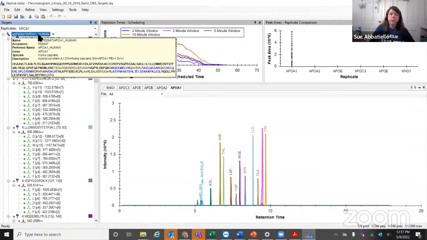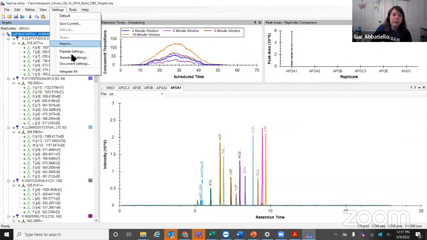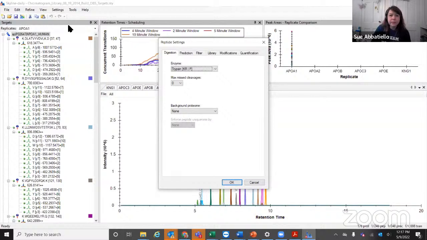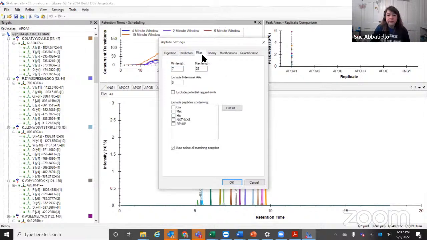And that's why when we go through the in silico settings of like peptide settings, so settings, peptide settings, digestion, you can include different proteases. You can include max miscleavages. I usually have 1 or 2. In the filter, this is looking at the minimum and maximum peptide lengths, and then exclude the N-terminal amino acids. So here's where I would put in at least a few amino acids to exclude at the N-terminus.